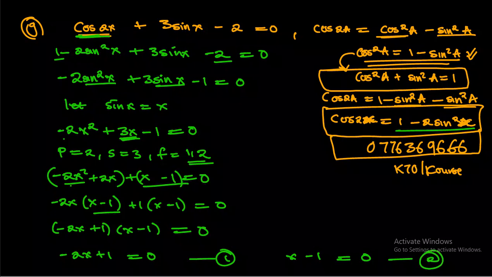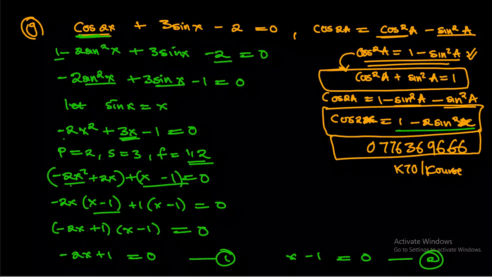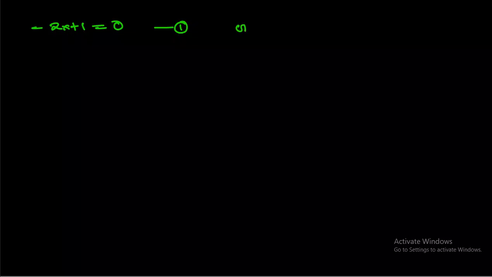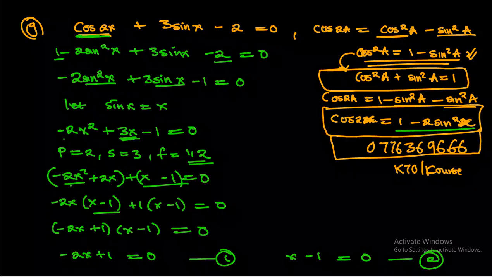Very simple. So I'm going to solve now these two equations. The first equation is negative 2x plus 1 is equal to 0. This is our first equation, and our second equation is x minus 1 is equal to 0.